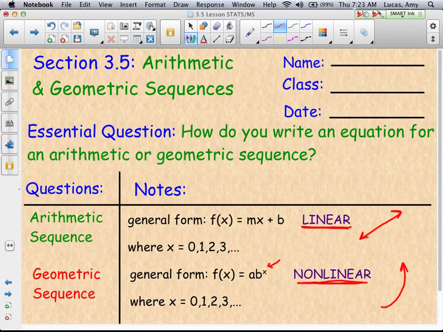Notice again it says where x equals 0, 1, 2, 3, and so on. So what's important to notice about the values for x for both of these sequences, it doesn't start with x equals 1. It starts with x equals 0. So typically you think about the sequence and you say, this is the first number in the sequence. It starts with x equals 0 for that first value.